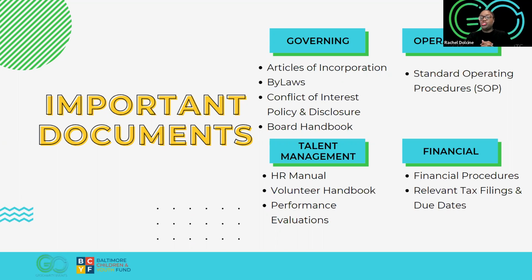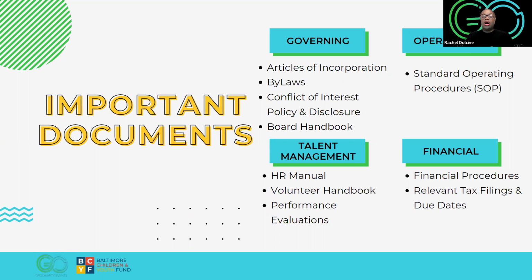So for governing, which is your board, right? The board is the entity that governs the organization. They should have articles of incorporation, which is something you should have completed, and your bylaws when you completed that 1023 EZ or the 1023. Your articles of incorporation, your bylaws, and your conflict of interest policy and disclosure should all be completed and available, right? The articles of incorporation speaks to the organization generally, right? What city and state you're registered in, just some general information about the organization.